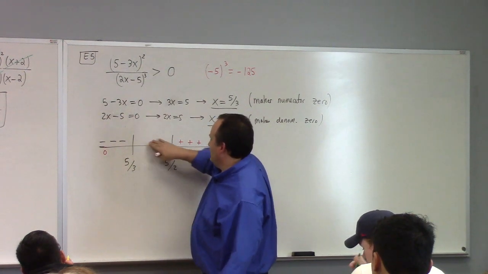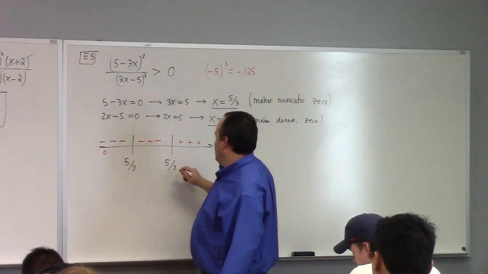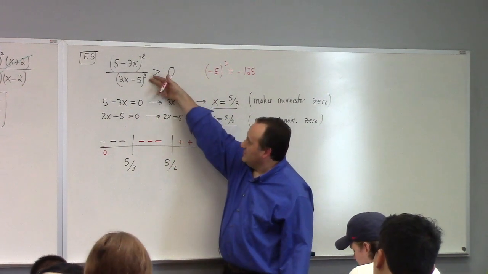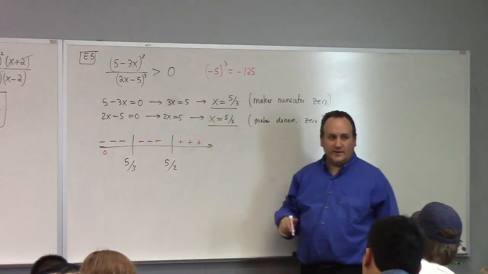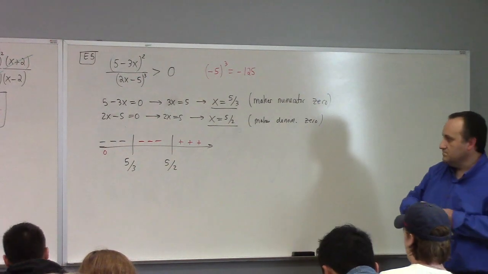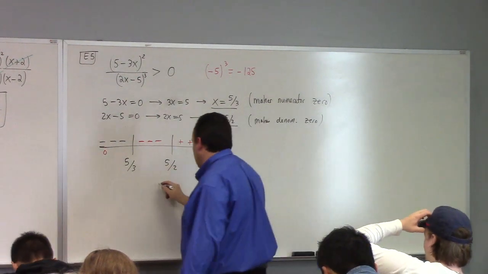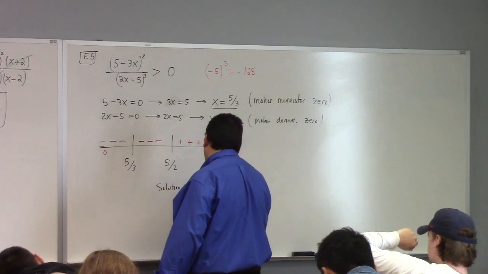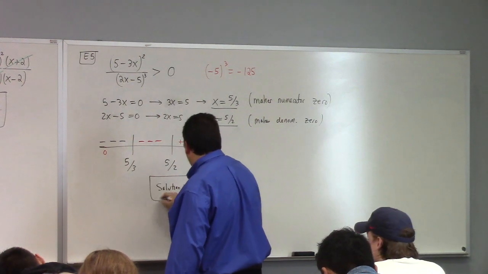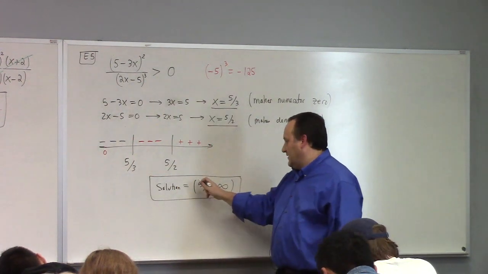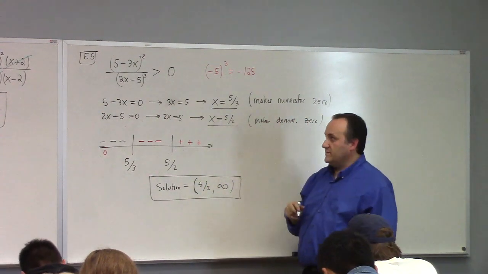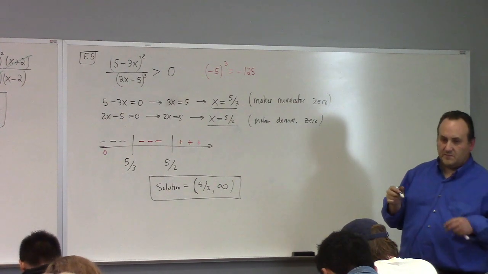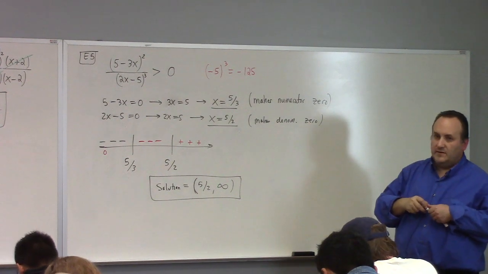Oopsie. It stayed minus. Dang it indeed, Michael. Let's see here. 5/2, on the other hand, is coming from the denominator, which has the multiplicity 3, so it flips. Yeah. All right, there we go. What's the solution? 5/2 to infinity. And then 5/2 is not included, right? Because we're solving strictly greater than. And anyway, 5/2 makes the denominator 0. That's trouble anyway. We don't have that in our solution. Period.